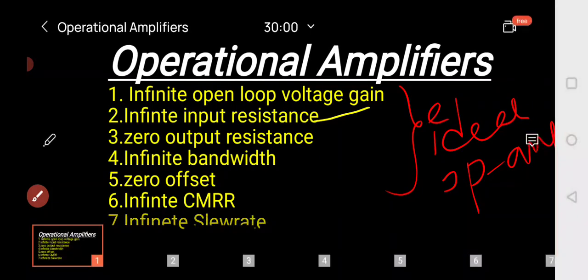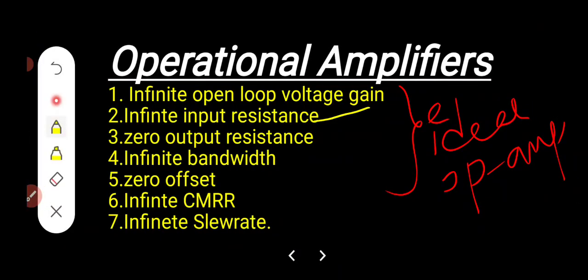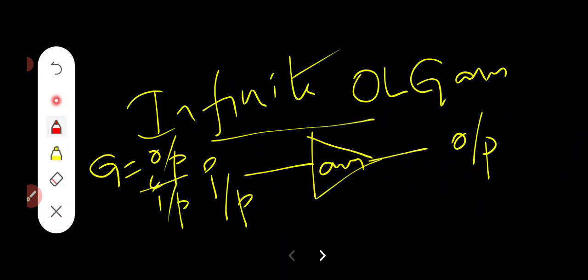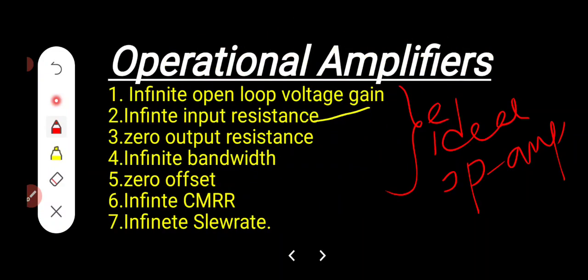So coming to the remaining characteristics, let us see. We have covered infinite open loop gain, the second is infinite input resistance, and the third is nothing but zero output resistance. That means the operational amplifier has zero output resistance, so the output resistance of the ideal op amp is 0.